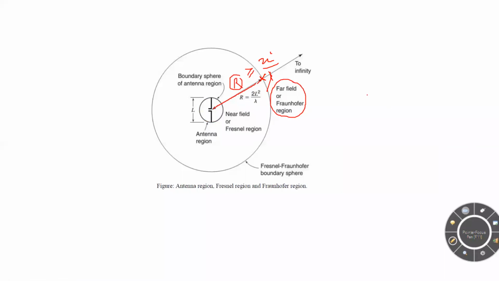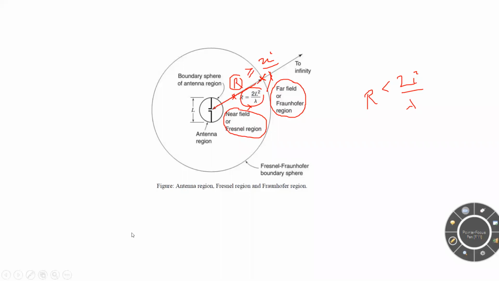If this condition is not satisfied, if r is less than 2 times L square by lambda, then the observation point will be falling within this range. Say suppose it is somewhere here. Then it is not satisfying this condition. Therefore we specify that the observation point is in the near field or the Fresnel region.